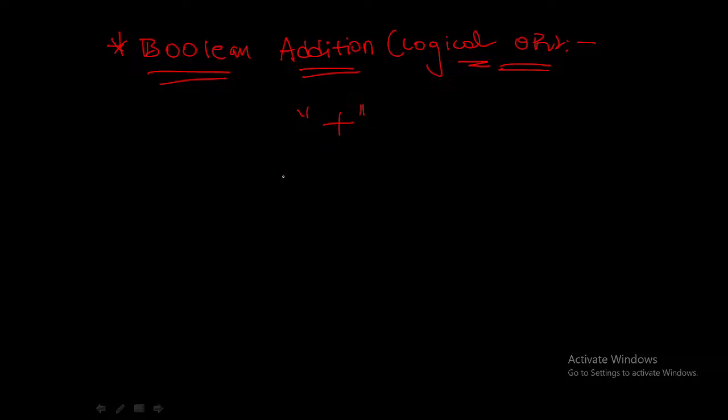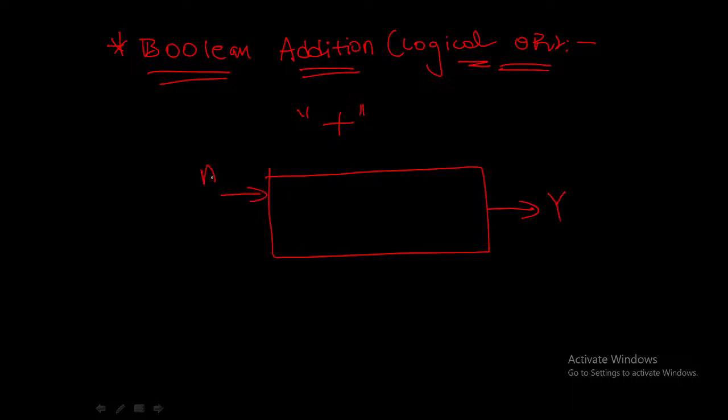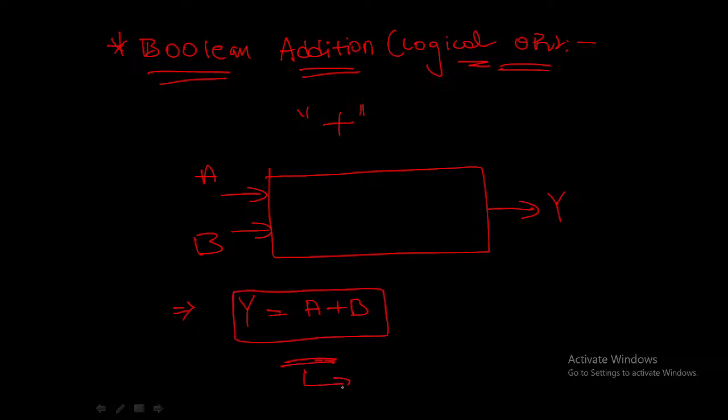For example, if we have a circuit, let's say this is our black box, and for this circuit we have an output Y and two inputs A comma B. The behavior of the circuit is described using Boolean algebra, like Y is equal to A plus B. So this is how we represent the behavior of the circuit using Boolean algebra.